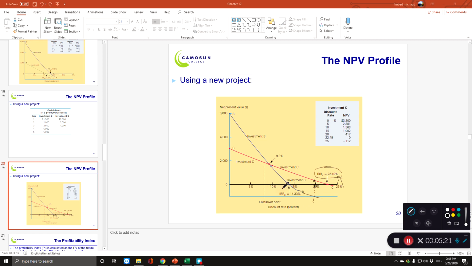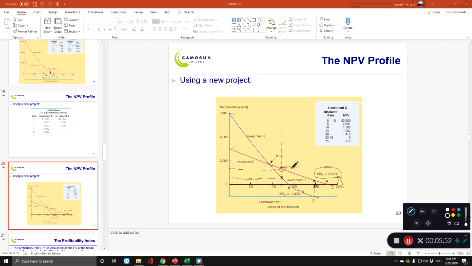That's also true if the cost of capital is about 12.5. If the cost of capital is about 12.5, the NPV for the blue project, or for project B, is here, and the NPV for the red project, project C, is here. The NPV for project C is bigger than the NPV for project B. We should do project C. Okay?